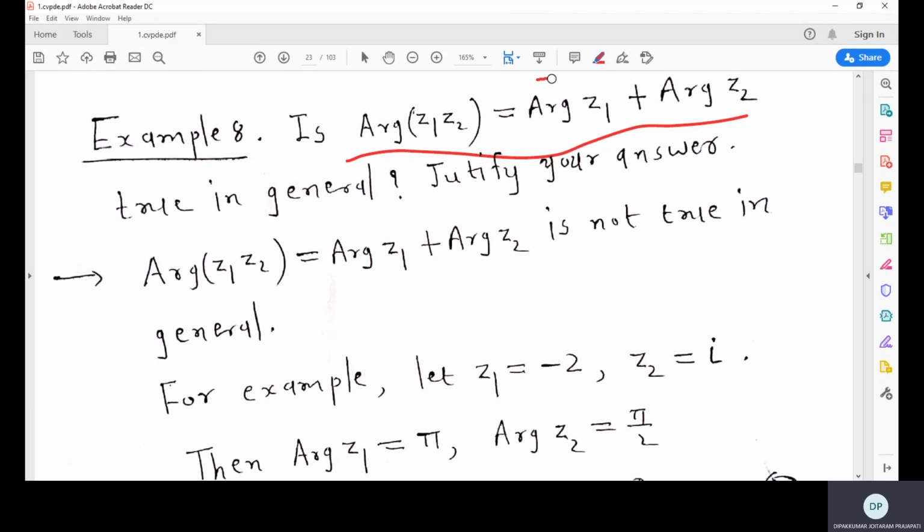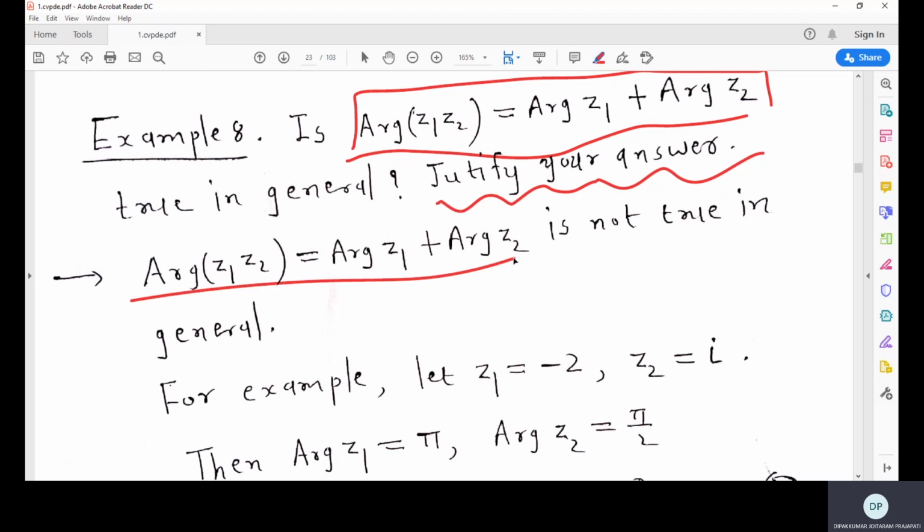You are asked to check whether the principal argument of z1 into z2 is equal to the principal argument of z1 plus the principal argument of z2. So you have to check whether this is always true or not. If it is true, then you have to prove it, and if it is not true, then you have to justify why it is not true. So the answer is: this statement is not always true.